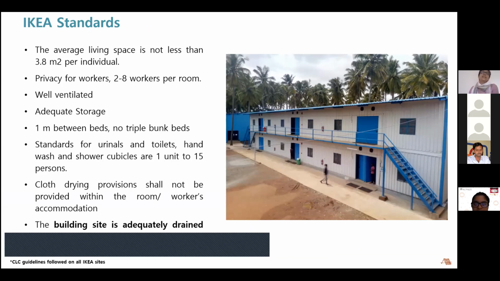The members of the team from IKEA walk the site twice a week. Whenever their management comes into Bangalore, they ensure that they also walk the site. If there are any wet clothes inside the room, they find them. So there are a lot of procedures and involvement which IKEA does. IKEA standards say 3.8 square meter per person and not more than 8 people, beds and a minimum of 1 meter between beds. They are very, very particular about no clothes being dried inside.